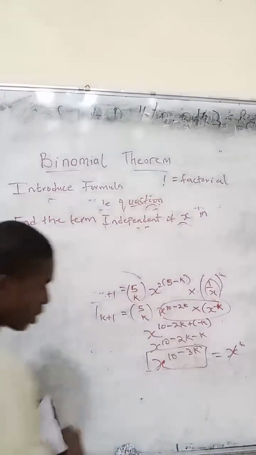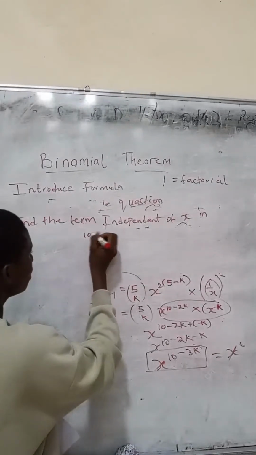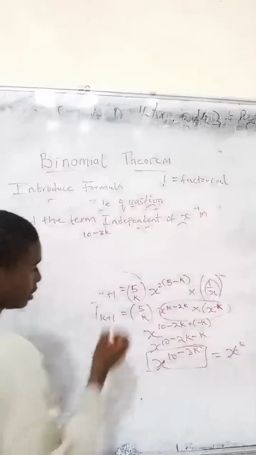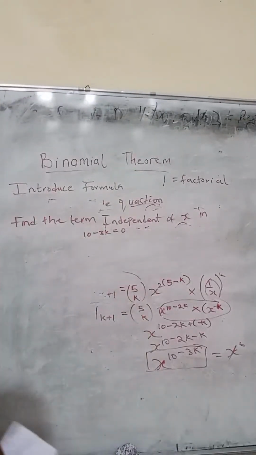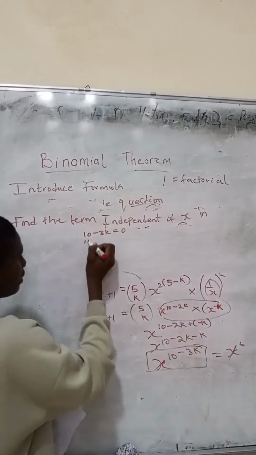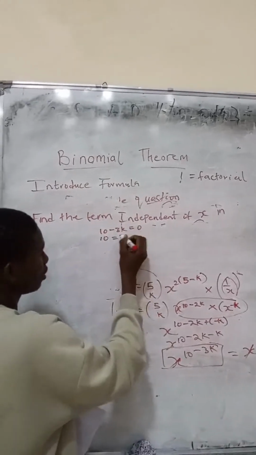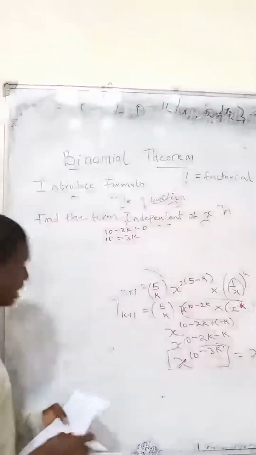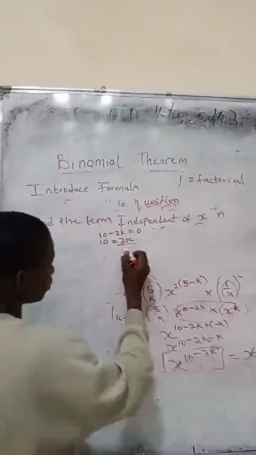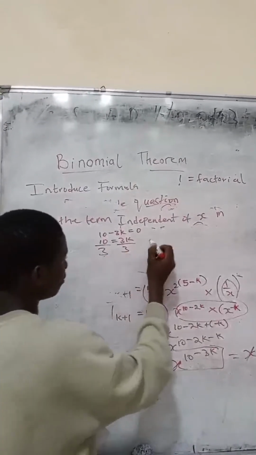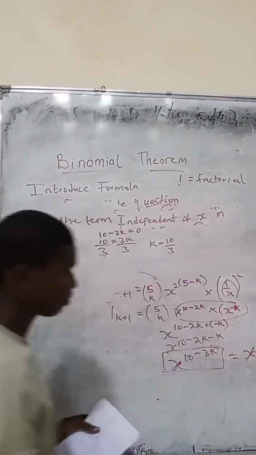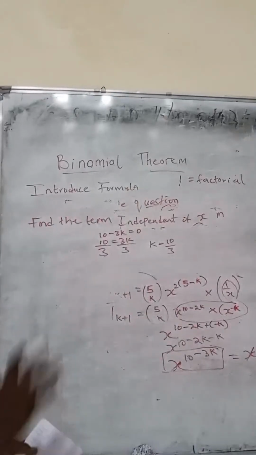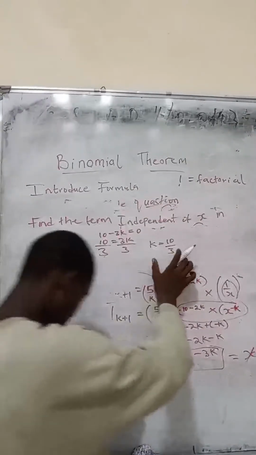So now my power is going to be 10 minus 3k equals 0. You understand? So if I finish solving, I'm going to have 10 equals, this is coming here, 3k. You understand? So from this place, I will divide this with 3, and I will divide this with 3. Then my k is going to be equal to 10 over 3. Do you understand? So this is the value of my k.